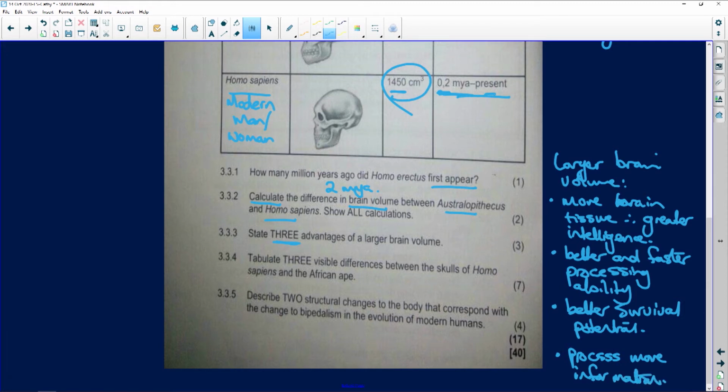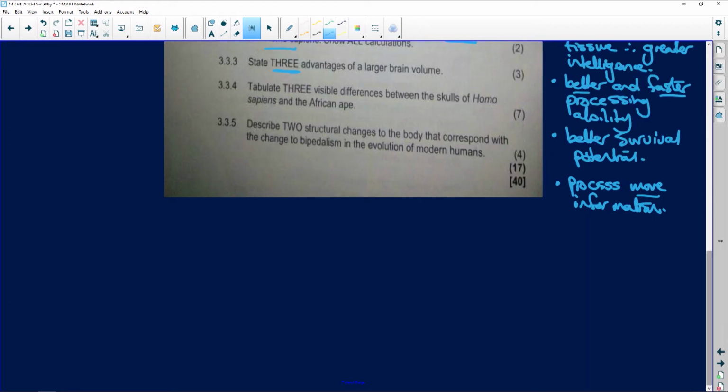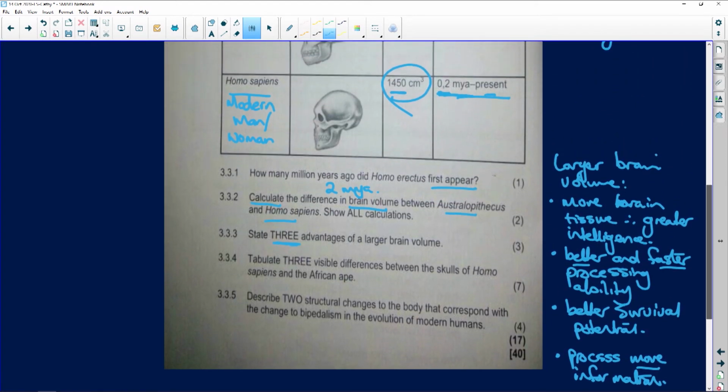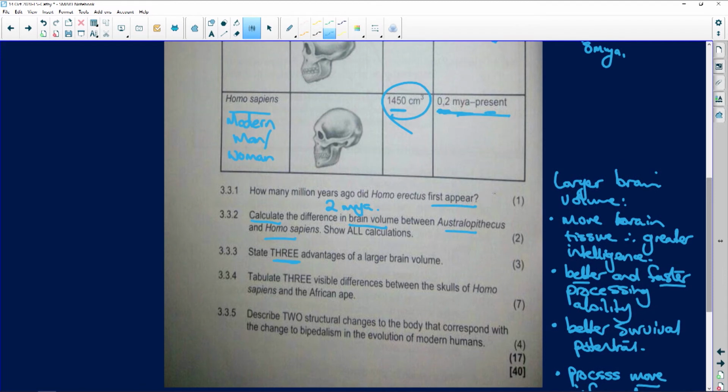So you would have more information, and it would be better and quicker and faster, like the different computers that we can find in the world. All right, so there you go, your 3 advantages of a larger brain. I can't think of anything else. Yeah, I think basically at the end of the day, it's better survival, and you can process quicker.